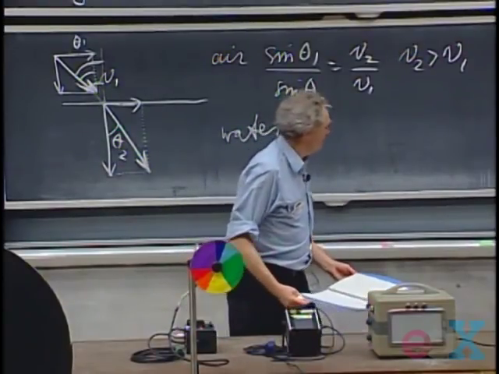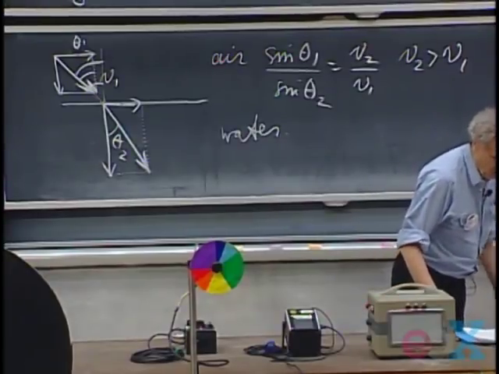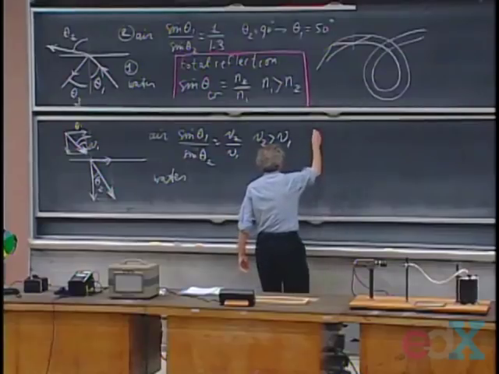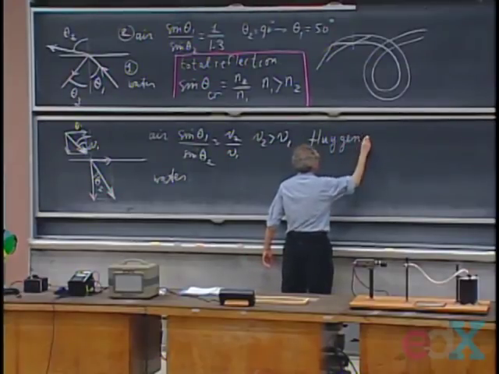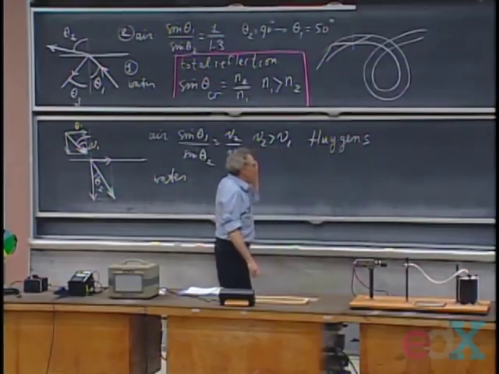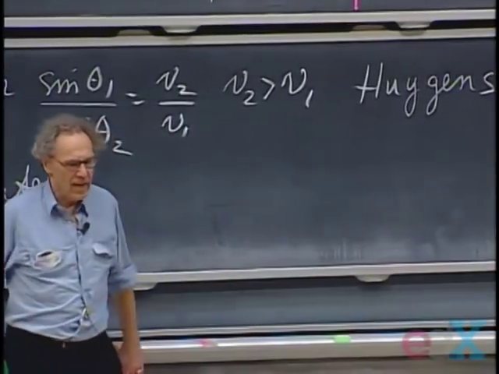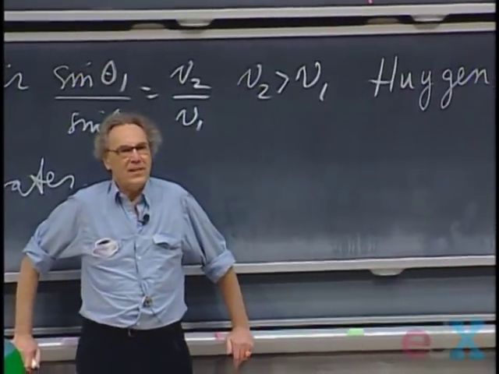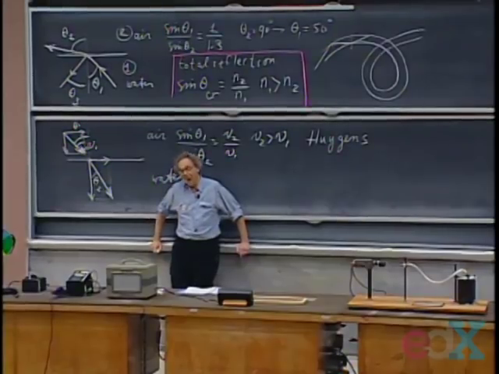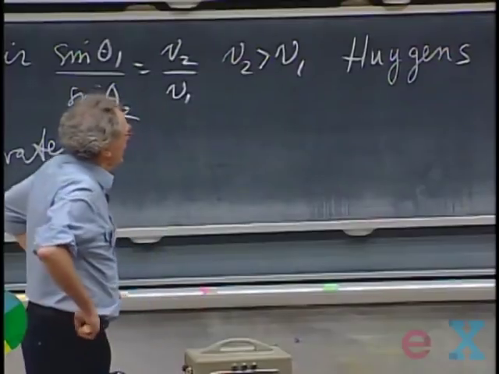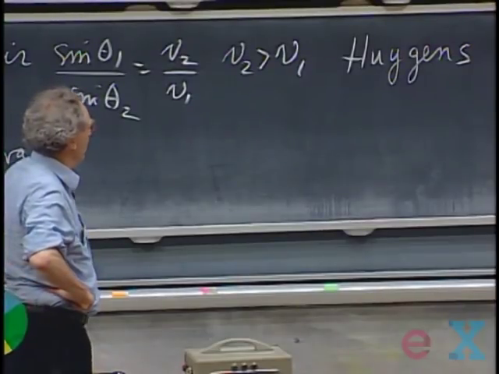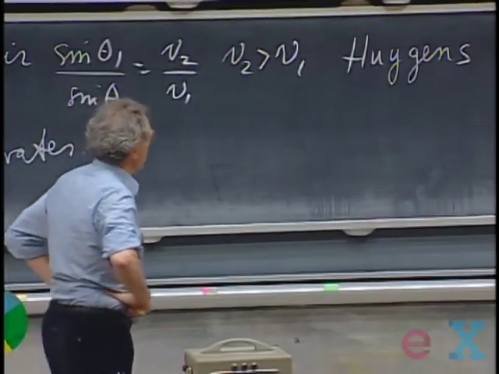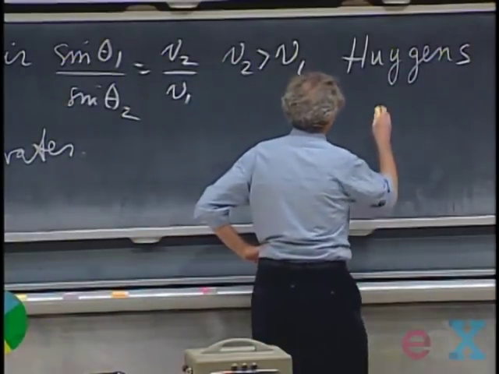Now, there was a Dutchman, and the name of the Dutchman was Christian Huygens, H-U-Y-G-E-N-S. And this gentleman suggested that perhaps light are not particles, that they are waves. And this guy came up with a genius idea, which we now know as Huygens' principle. At least you call it Huygens' principle. But we don't call it Huygens' principle.